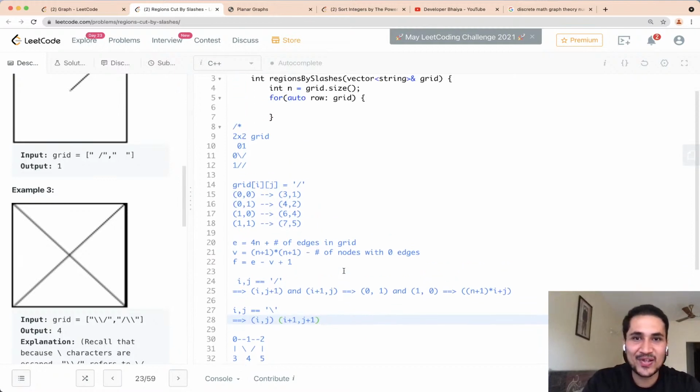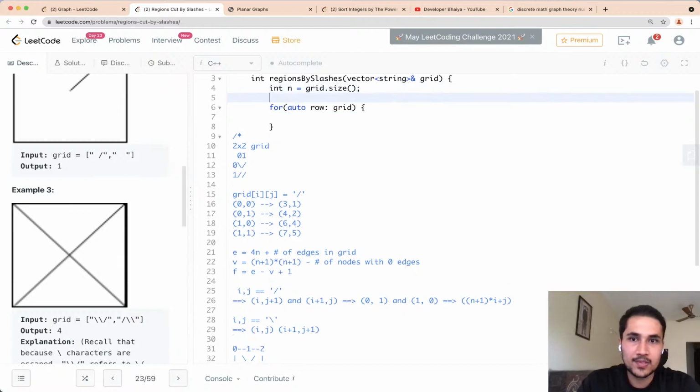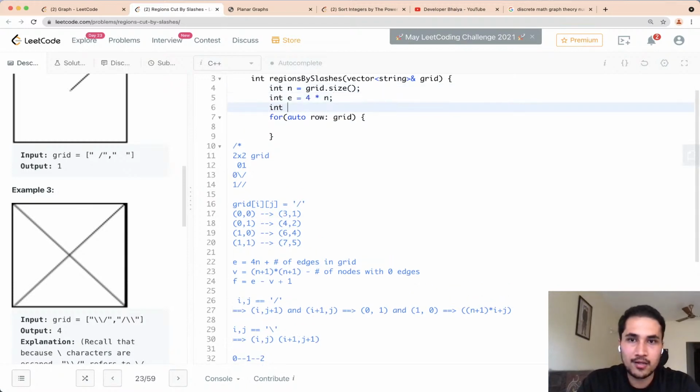This is really confusing. Sorry about that. But yeah, let's see. So int edges is nothing but 4 star n, first of all. And let's use n dash, or n plus 1, something like that. Let's call it n dash, which is n plus 1, right? This is the number of vertices in each row in my new graph. What number of nodes or points in each row in the new graph?